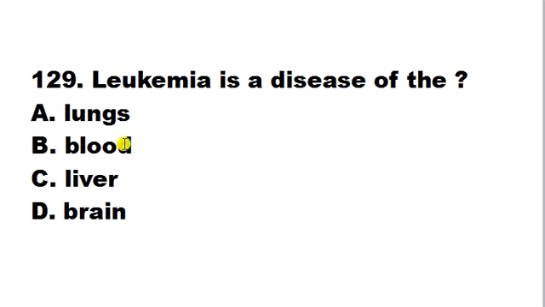Leukemia is a disease of the lungs, blood, liver, brain. Leukemia is also known as blood cancer. It is a disease of the blood, a cancer of blood forming tissue. In this, our body's ability to fight against infections is reduced. So basically it causes less immunity. So leukemia is a blood cancer.